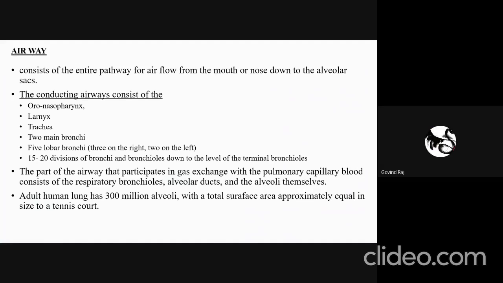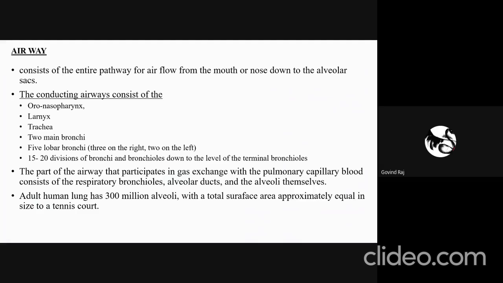Airway. First, we are going to look at the airway. The airway consists of the entire path of the airflow from the mouth to the alveolar sac. We start from the nose, and the scientific terminology there is oronasopharynx, and then the air goes to the larynx, then through the trachea. At the end of the trachea, it branches to the lungs.